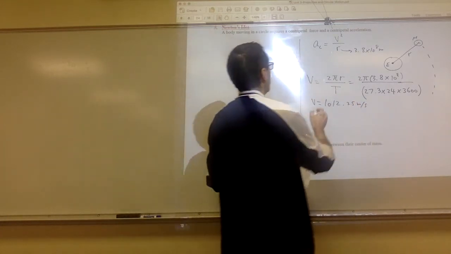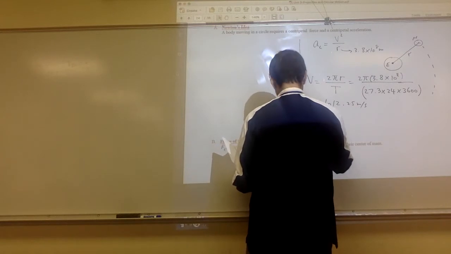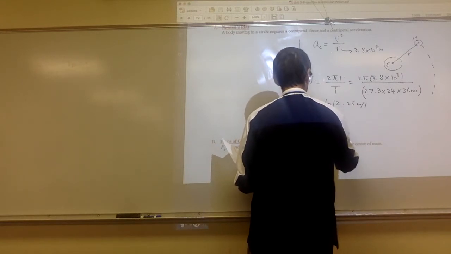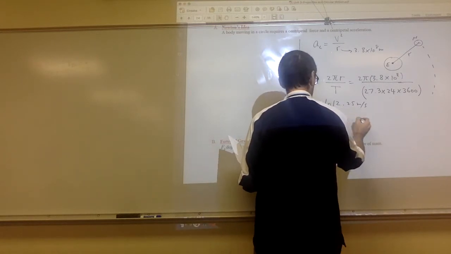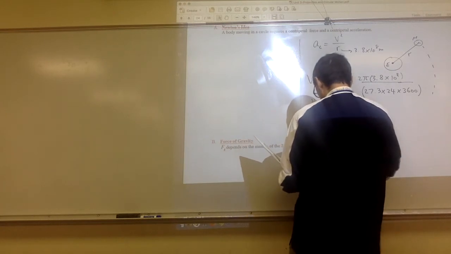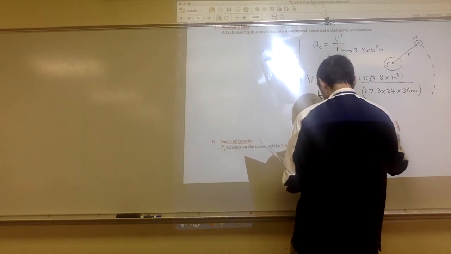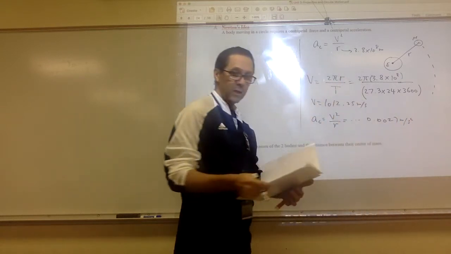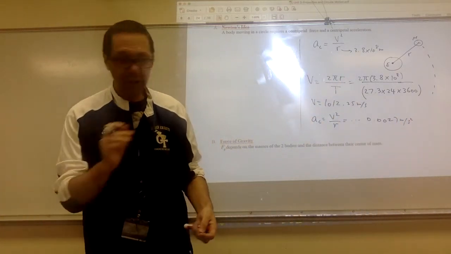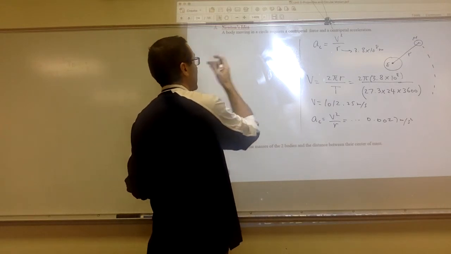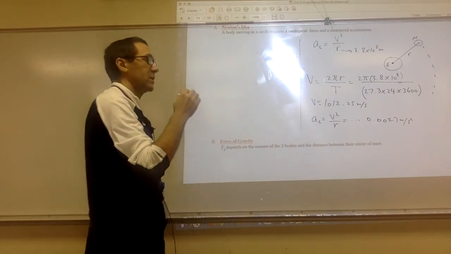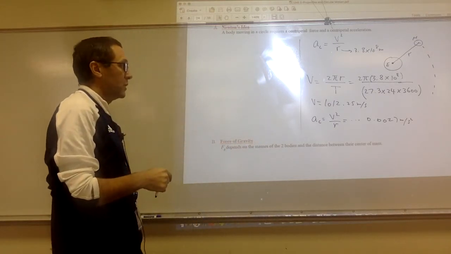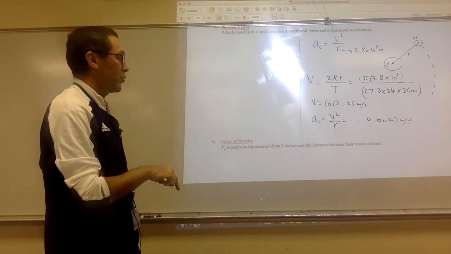Now, if we do centripetal acceleration is equal to V squared over R, we should get 0.0027 meters per second squared. Now I'm going to try to do the acceleration that the moon feels, or the acceleration at the location of the moon, because of Earth's presence.